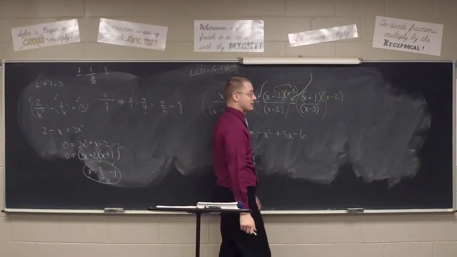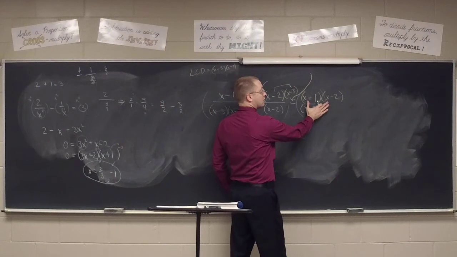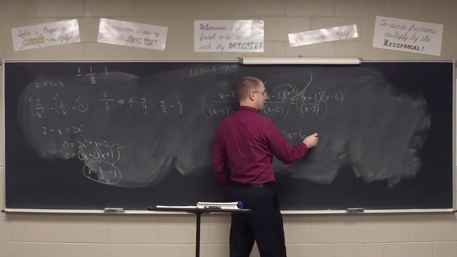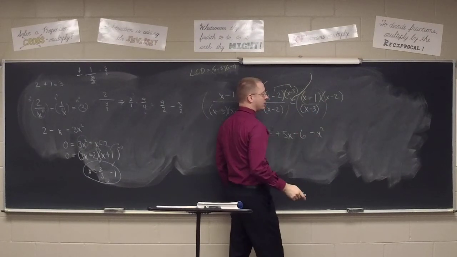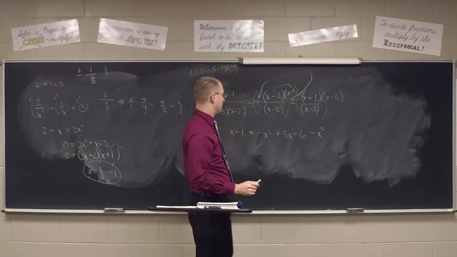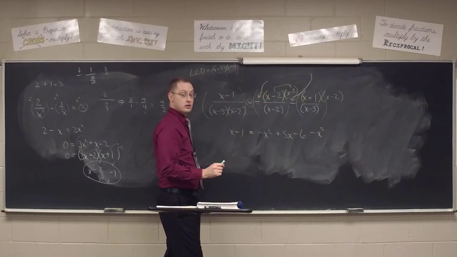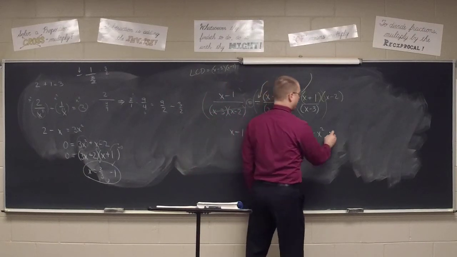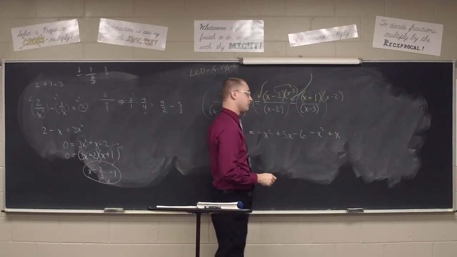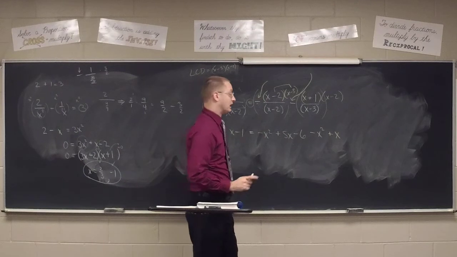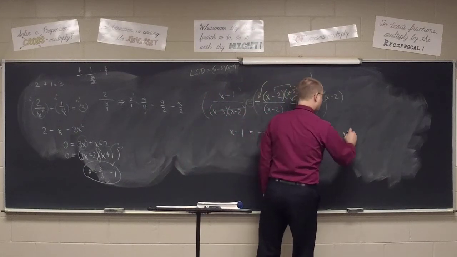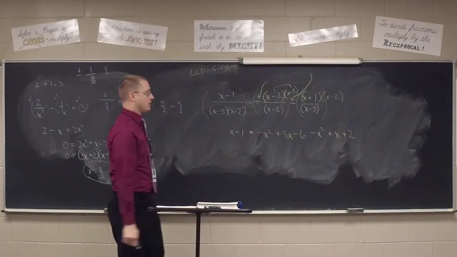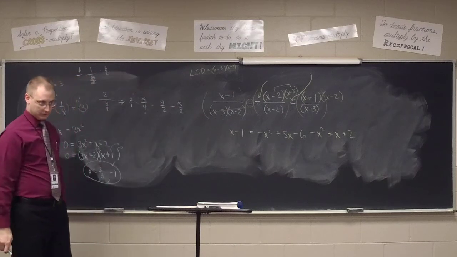So our first, class, x squared, but I put negative x squared. Outer inner, negative 1x, but I put positive 1x, or positive x. And last, negative 2, but I put positive 2. Questions on that process?